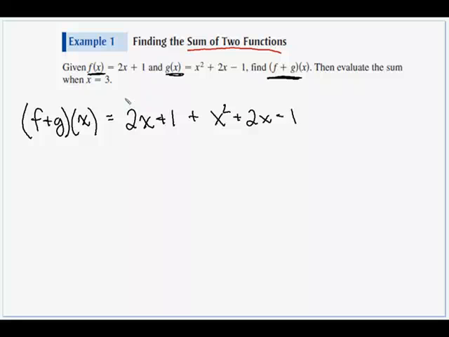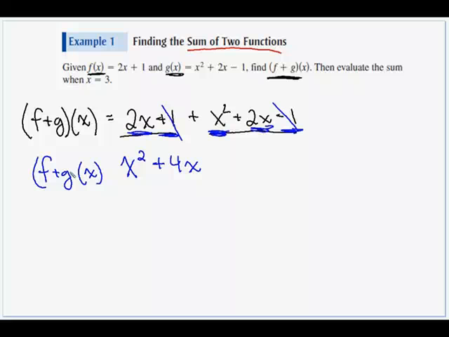And because these were two separate functions, I could have put them in their own sets of parentheses. But since we're just adding, those parentheses aren't really necessary. And now that we've written them both out, here's f of x plus g of x, we can combine any like terms. So we only have one x squared term. We have a 2x and a 2x, that adds up to 4x. And the plus 1 and the minus 1 cancel out. So there's our sum. f plus g of x is x squared plus 4x.